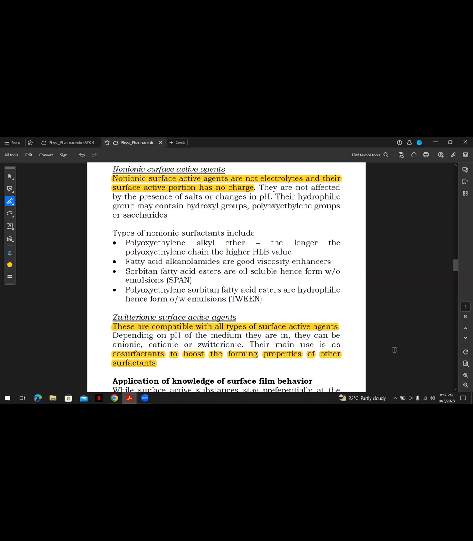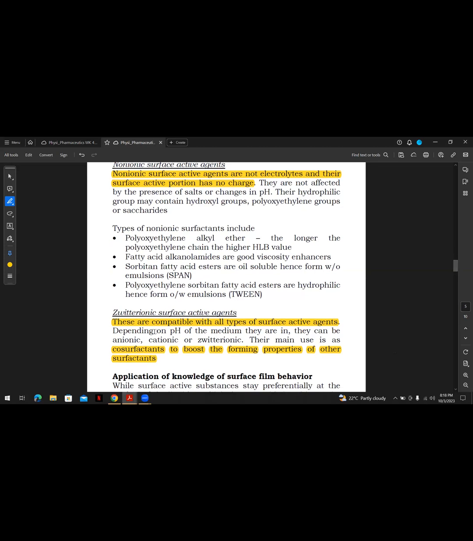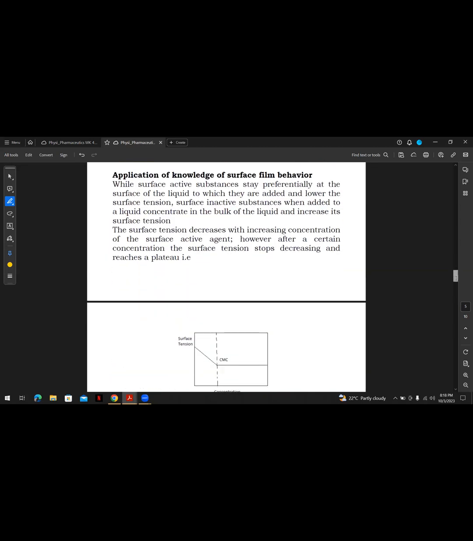So depending on pH of the medium they are in, they can be anionic, cationic, or zwitterionic. Their main use is as co-surfactants to boost the foaming properties of the other surfactants, which is why probably they are compatible with all different types of surfactants. So they can change their charge based on the pH or the medium that they are in. So they can have negative charges, they can have positive charges, and they can have no charges at all. Okay, so let's scroll down.